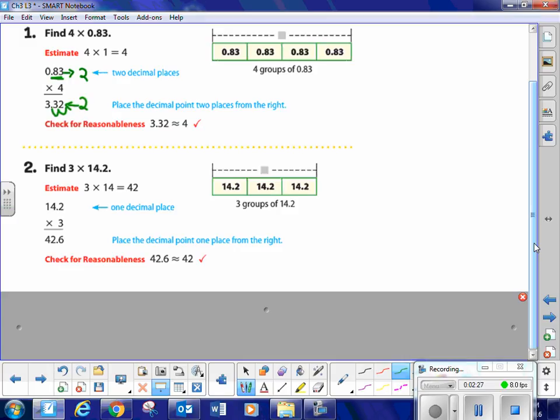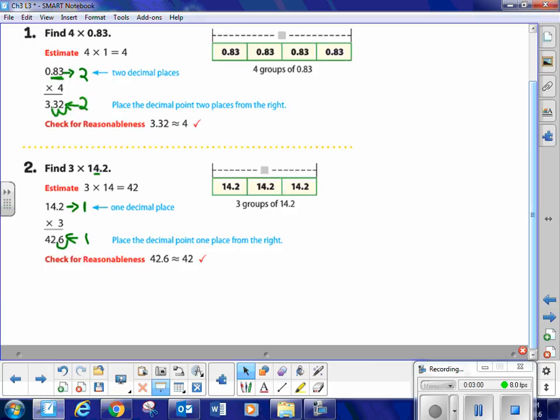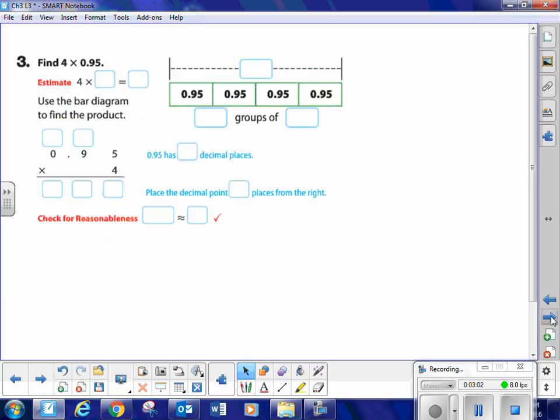Try to remember that. So they want to find 3 times 14.2. It's 14.2 three times. You estimate by rounding 14.2 to 14. You round this number right here. And then we actually do the multiplication. 14.2 times 3 is 42.6. When we actually do the multiplication out, we have to give ourselves 1 wubble, see, it goes right there. Excellent. Next slide.